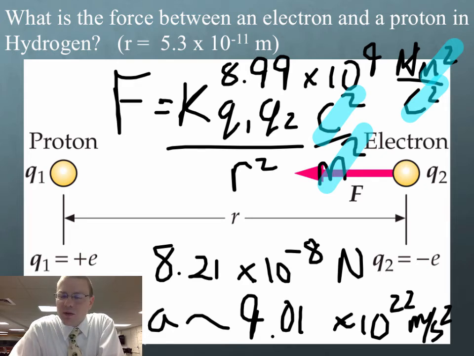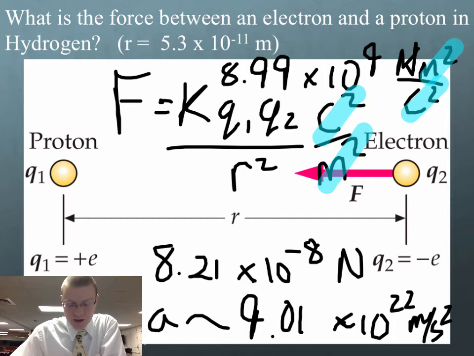But how can that poor little electron handle that? Well, it's an electron. It has a very small mass, and it's an inanimate object. So that's an example of how you use Coulomb's equation. It's very similar to gravity, but now we're putting charges in instead of masses.